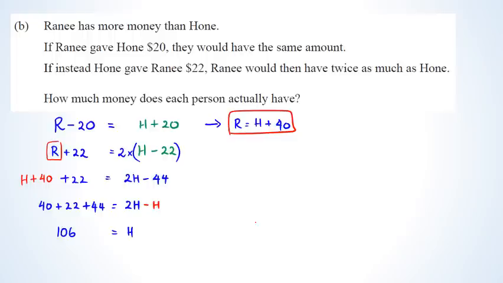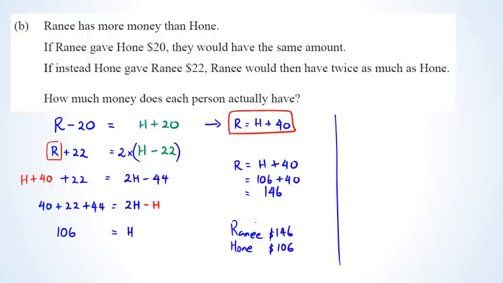So if h is equal to 106, I can figure out that Rani has actually got h plus 40, which is 106 plus 40, which equals 146. So Rani has $146 and Hone has $106. So I mean, a quick way to do this is to check it.